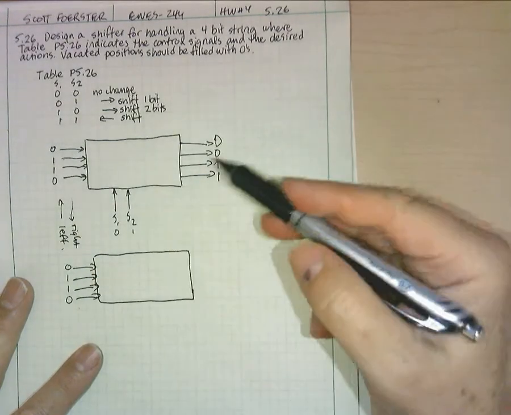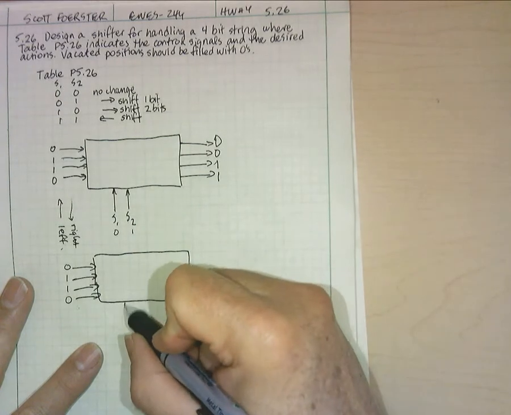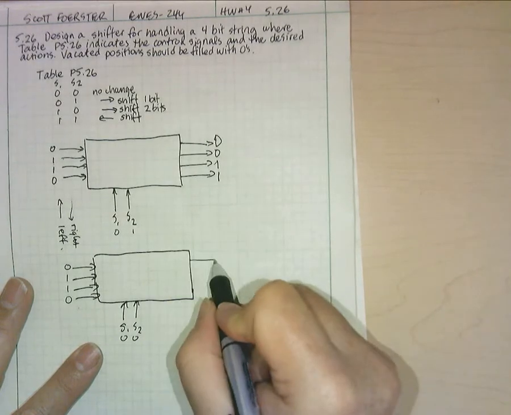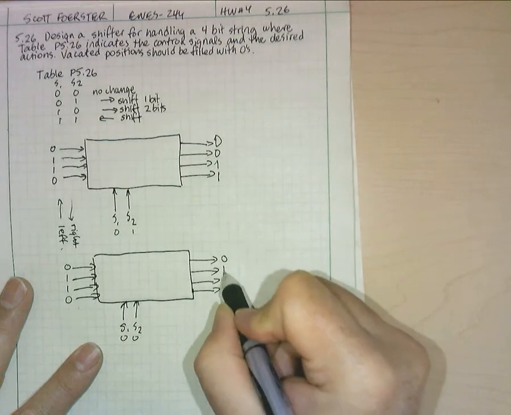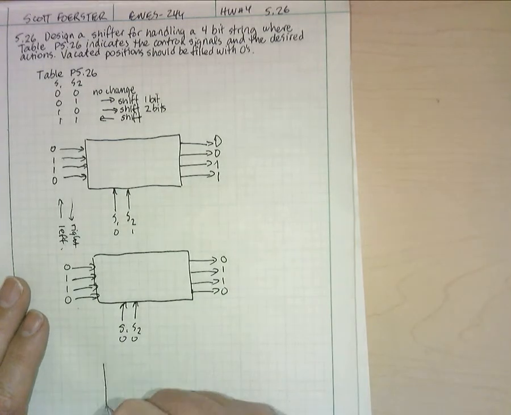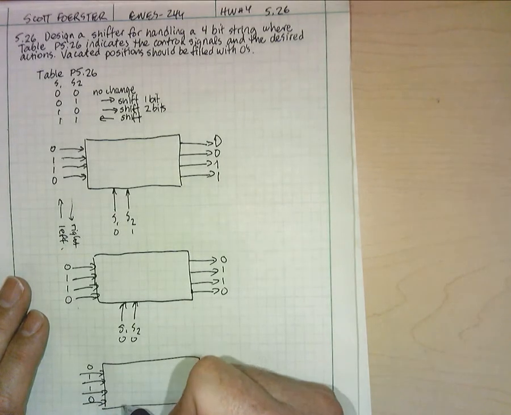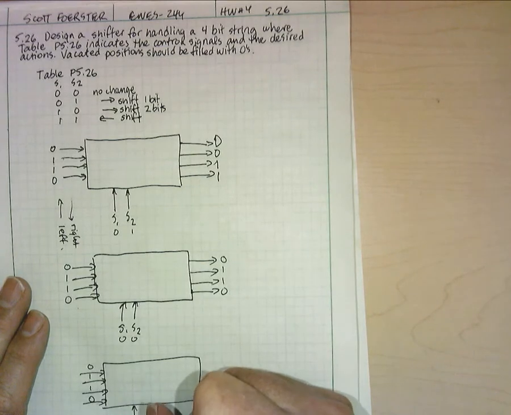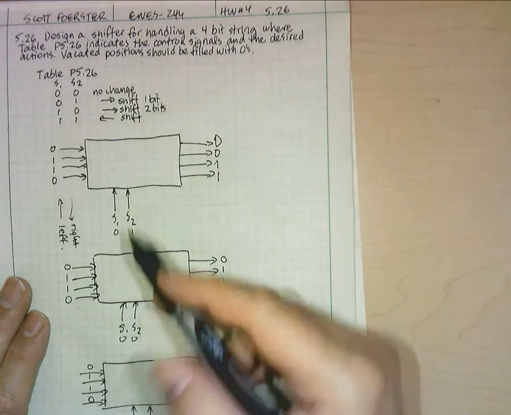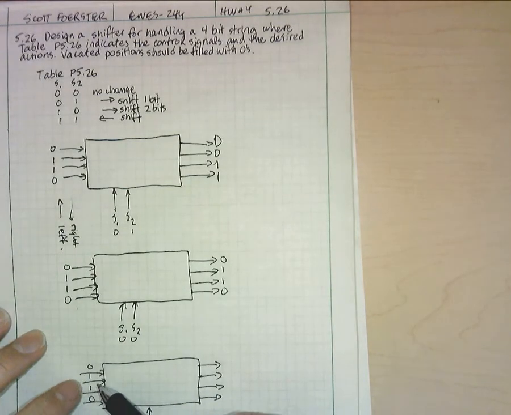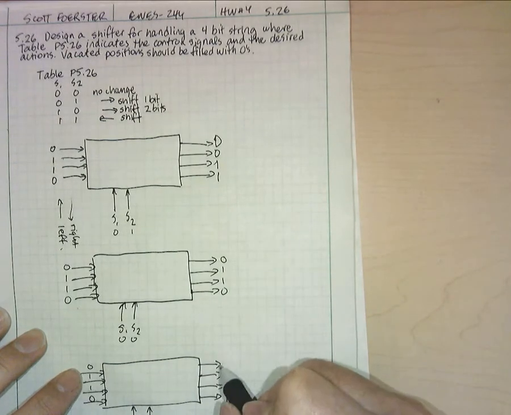0, 1, 1, 0. So now if we change these inputs here, this S1 and S2, back to 0, 0, then what we would expect to come out here would be the original 0, 1, 1, 0. Okay, using the same inputs over here, 0, 1, 1, 0. And then let's suppose that S1 is a 1 and this one's a 0. That means we've got to shift 2 bits to the right, or down. We're just calling that down. So this 0 is lost, that 1's lost, that 1 goes down here, that 0 goes here, and then we fill with these 2.